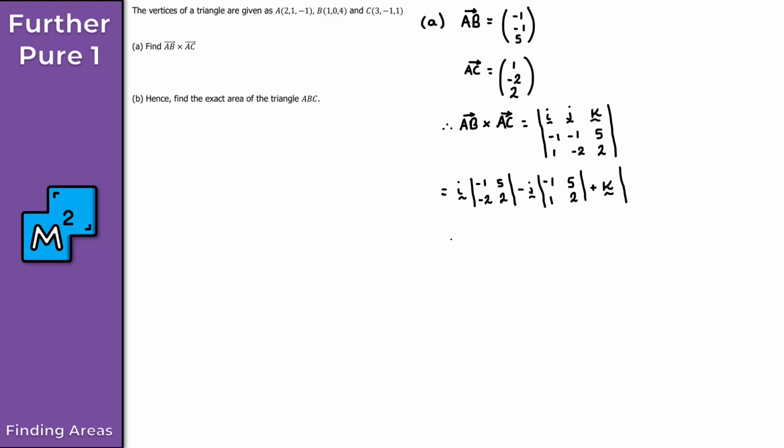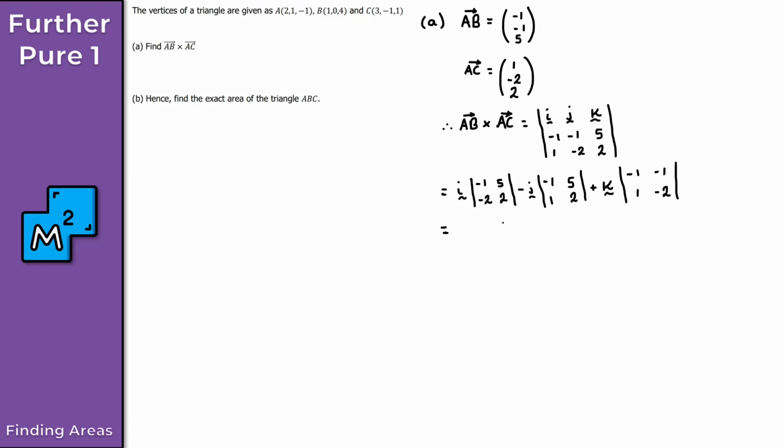But this should all hopefully be pretty straightforward, right? This is just basic core pure, right? Find the determinant of a 3x3 matrix. So we get minus 1, 1, and minus 2 here. Okay, so let's evaluate each individual 2x2 determinant here.